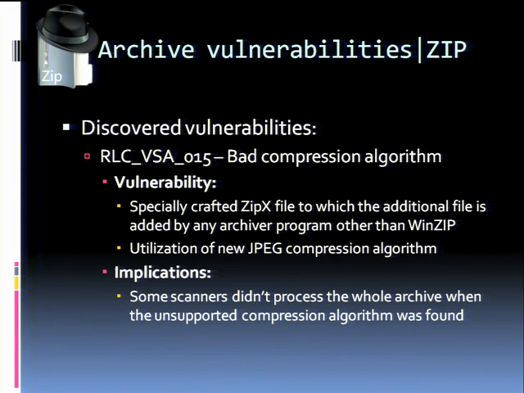Between the new file format and the old one, it's only the compression algorithms that have changed. So when the antivirus software was scanning this, they were at the first file and saw the compression algorithm they don't support and just skip over the whole archive.